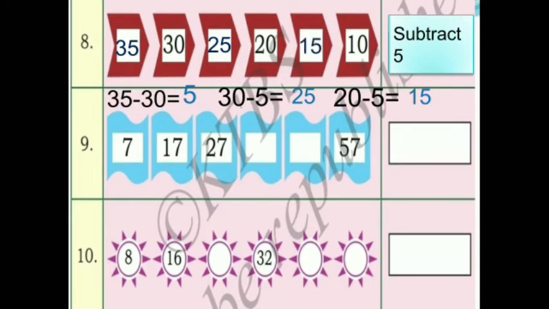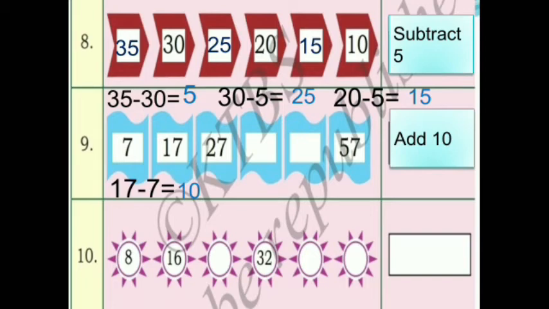See the next question. 7, 17, 27, dash, dash, 57. To find out the missing number, we should subtract 7 from 17. What is 17 minus 7? Yes, 17 minus 7 is equal to 10. Children, see this pattern. Is this pattern in increasing order or decreasing order? Yes, increasing order. To find out the missing number, we should add 10 to 27.